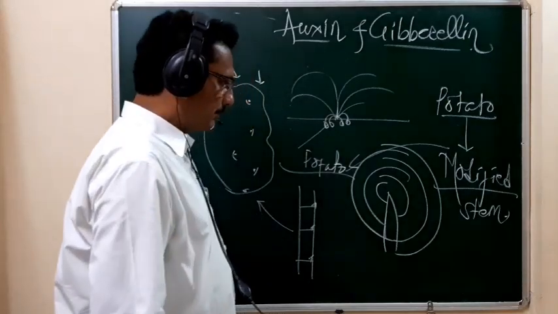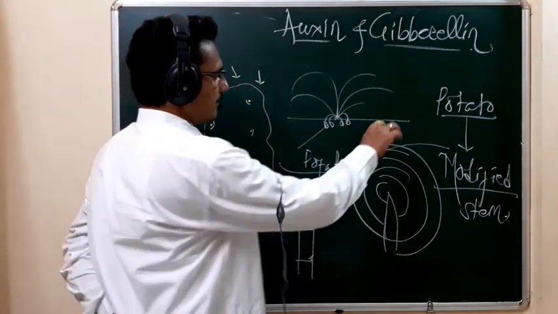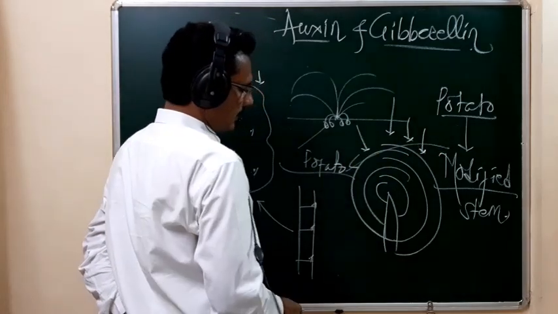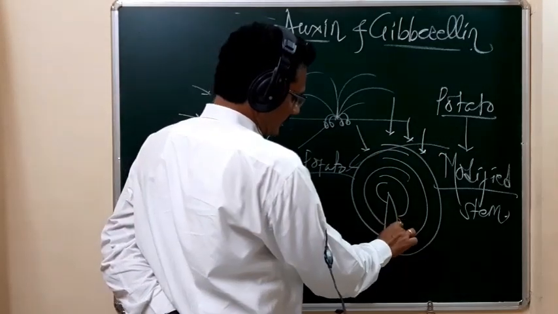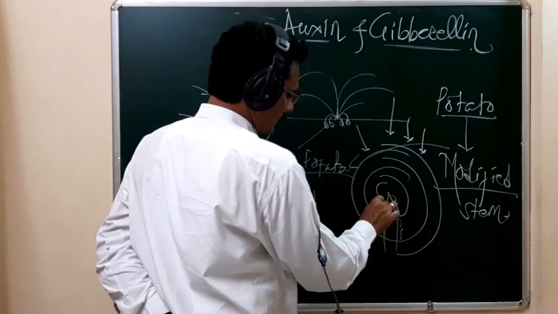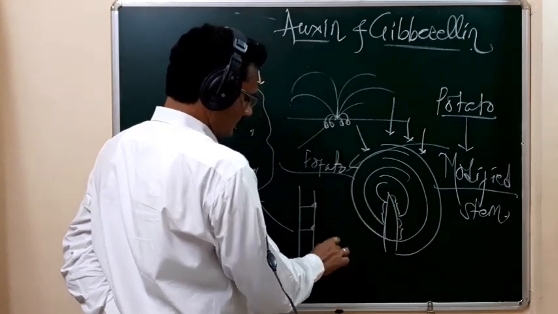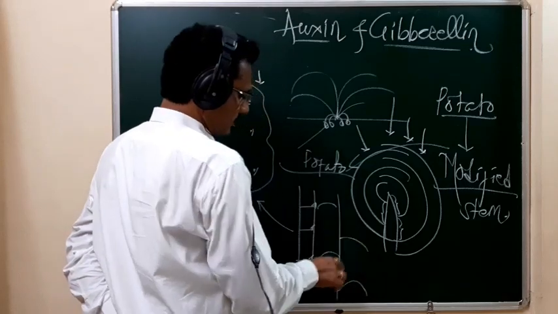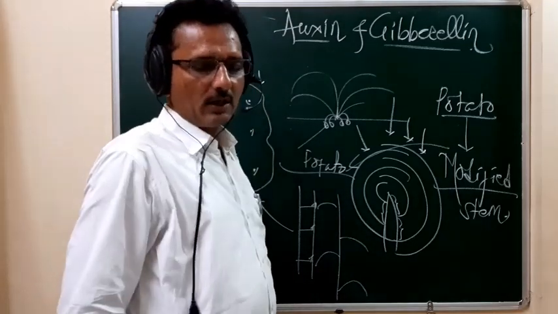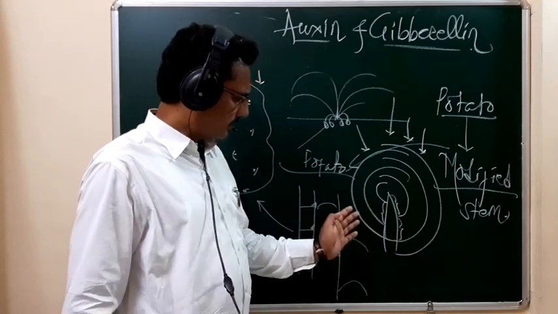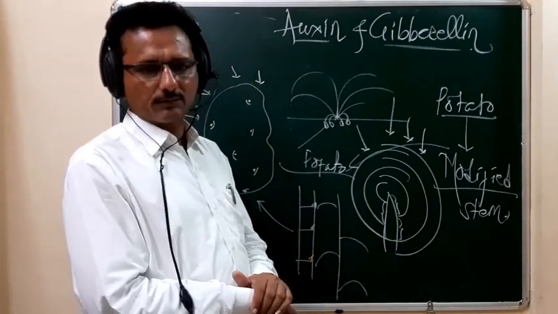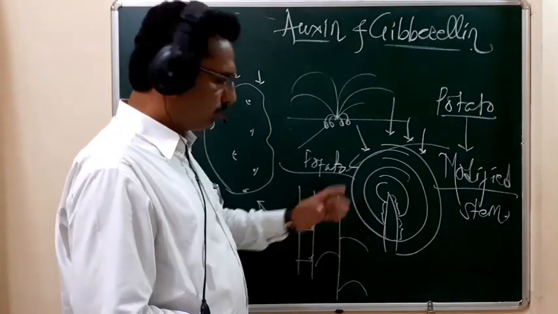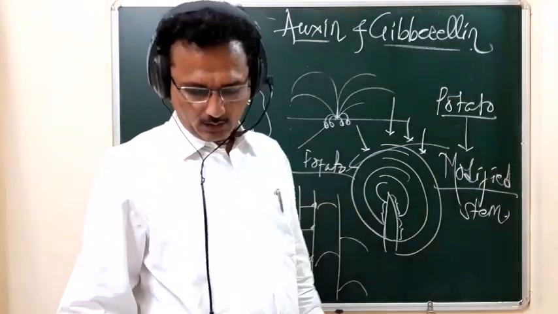But when we apply GA to such a cabbage, what happens? The internodal distance increases, and that cabbage is converted into a tall plant. Such a conversion is called bolting.